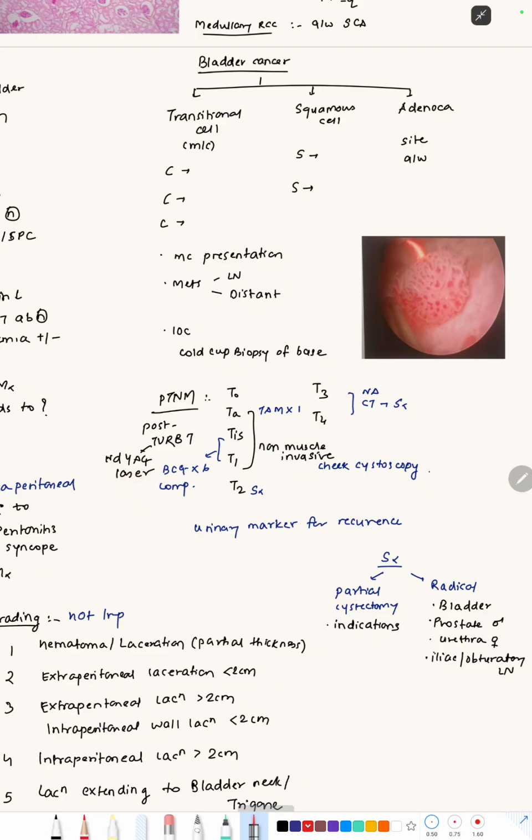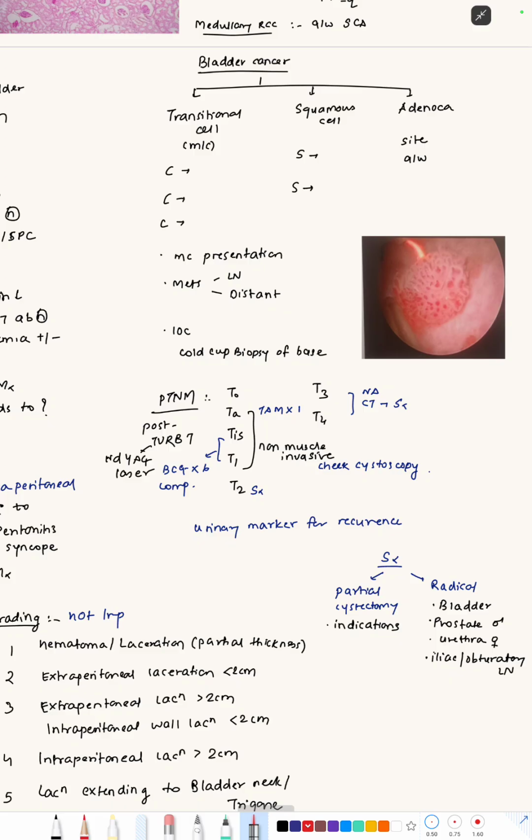So pathological TNM staging: T0 is no tumor, Ta is non-invasive papillary cancer, then Tis is carcinoma in situ, and T1 involves the lamina propria. These are together called non-muscle invasive, because from T2 it involves the muscularis layer, in T3 it involves the perivesical tissue, and T4 involves the adjacent structures.